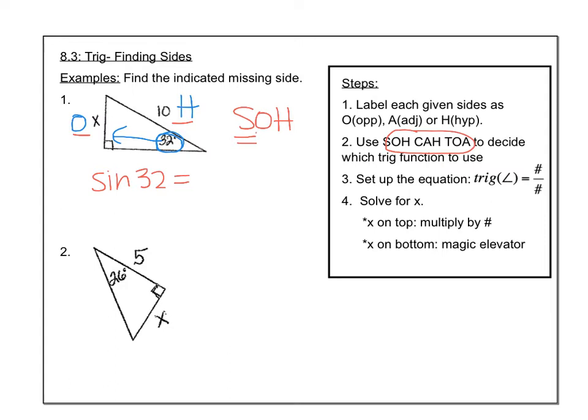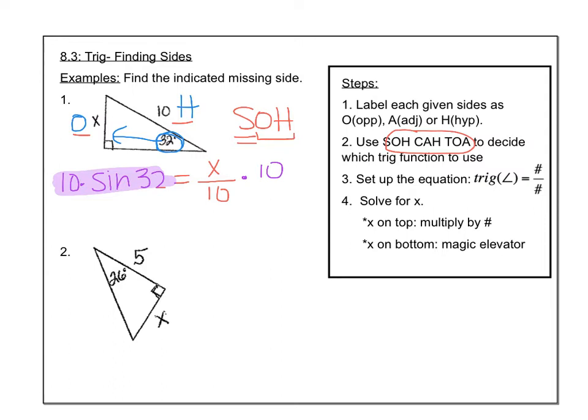To decide what order to put those in, you have to look at the order of O and H. We have to put the O part, which was X, on top, and the H part, which was 10, on the bottom. Then your next step is to solve this. In order to solve this, you have to think about what you want to do to get X by itself. Since we're dividing by 10, the operation I do to get rid of 10 is I multiply by 10. And then this whole side, you're going to type in your calculator, and it will give you the answer.